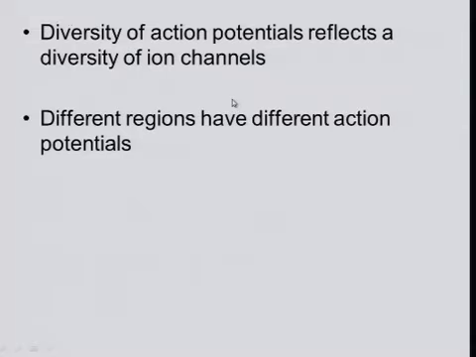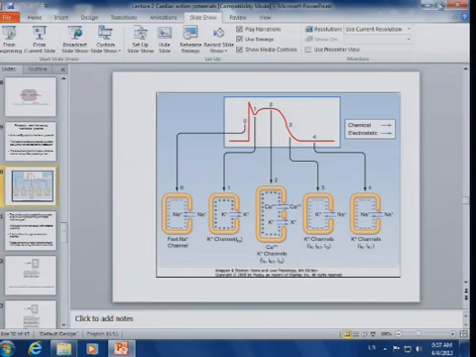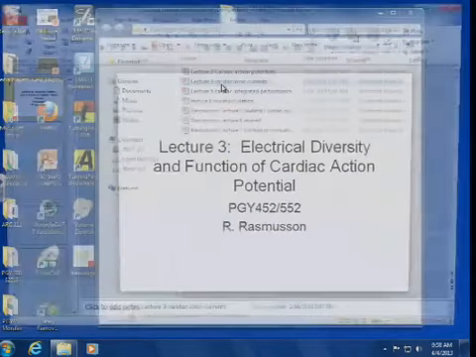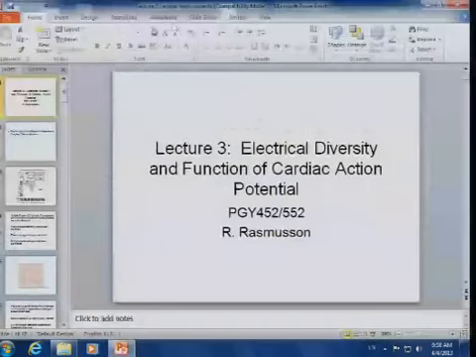So it's not necessary for you to know the details of each and every single one of those. You should know a little bit about the generality of it and know that these reflect the diversity of ion channels that strongly affect function and potential pathology, and they affect different regions of the heart differently because different action potentials have different shapes. So we'll extend that here.